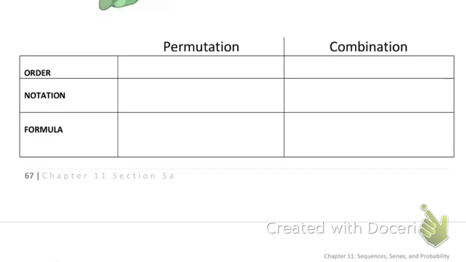Let's put our combinations and permutations side by side. So the first one is permutation. Order matters. Depending on what's picked first, second, or third, it changes the outcome. So for permutation, order matters.